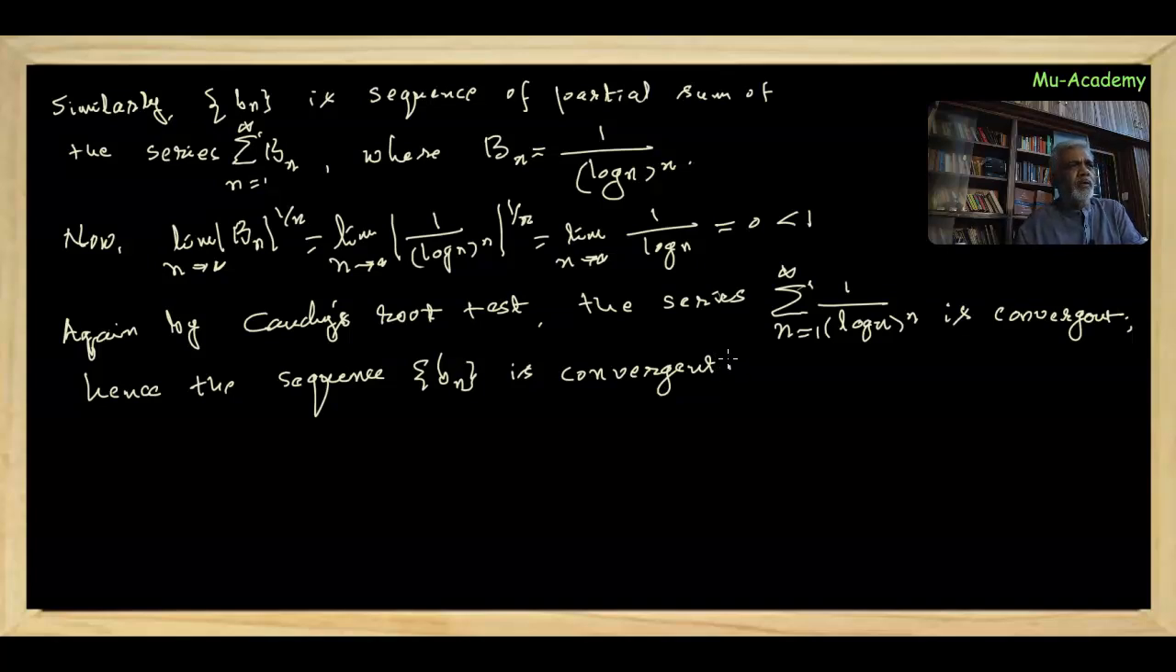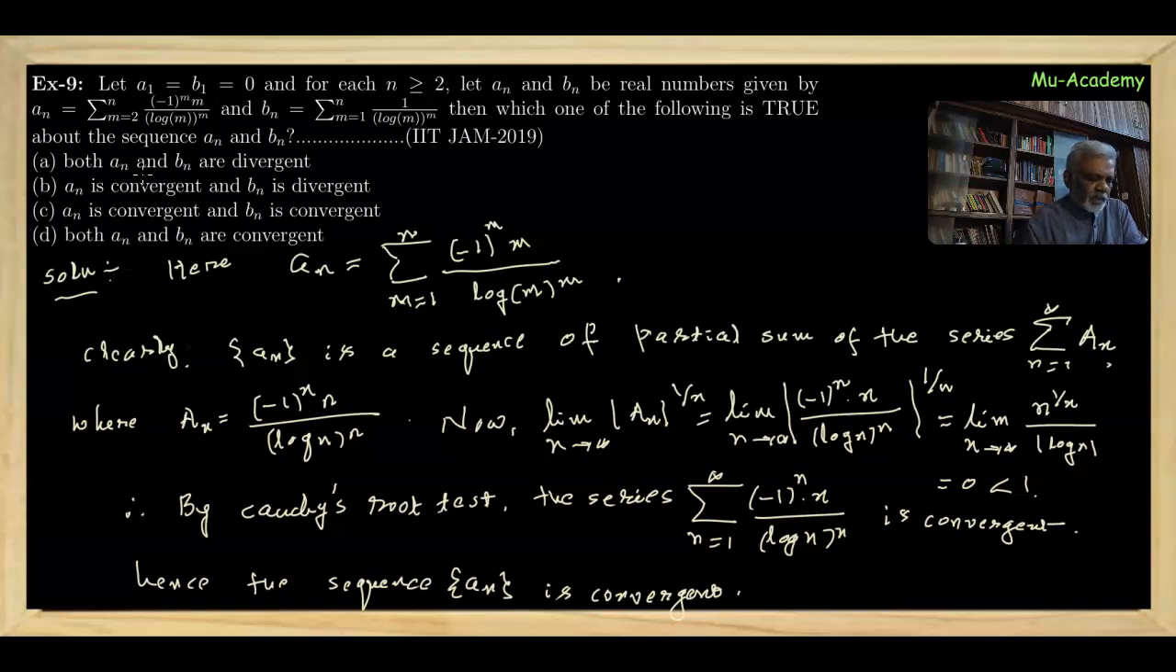And now we can look at the choices given in the statement of the problem. Both An and Bn are divergent. An is convergent and Bn is divergent. An is convergent and Bn is convergent. An is divergent and Bn is convergent. Both An and Bn are convergent: this is true, and the others are wrong. And therefore, option D is correct.